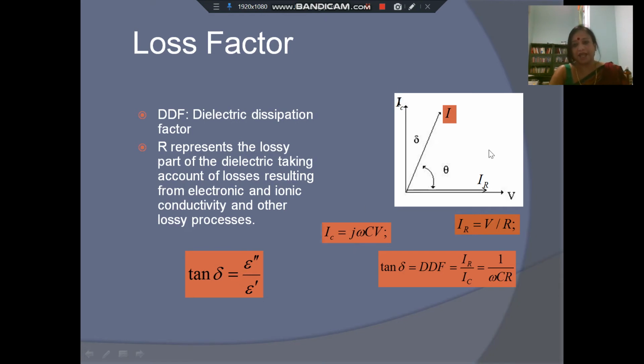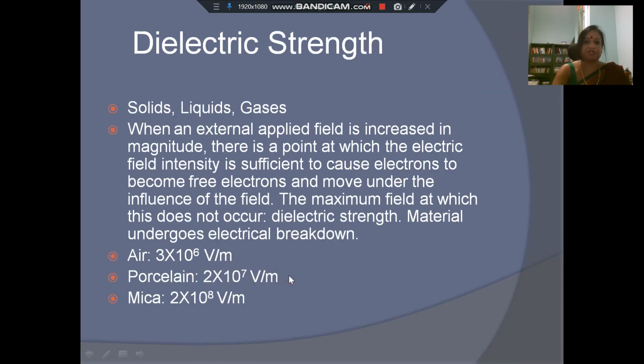IC and IR taken together give you the total current in the material, which leads the applied voltage by an angle theta. Delta is the angle between IC and the resultant current I, and tan delta is called the dielectric dissipation factor or the loss factor. It is the ratio between the two components of current, IR and IC, and is equal to 1 by omega CR. It is also the ratio between the imaginary and the real components of the complex permittivity.